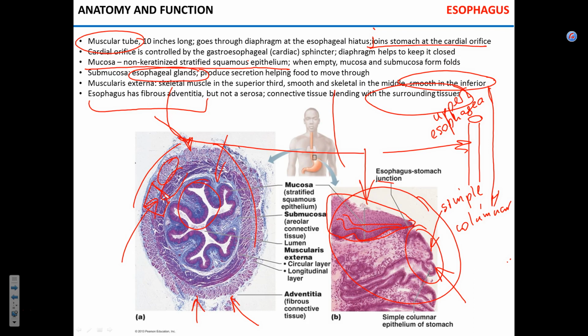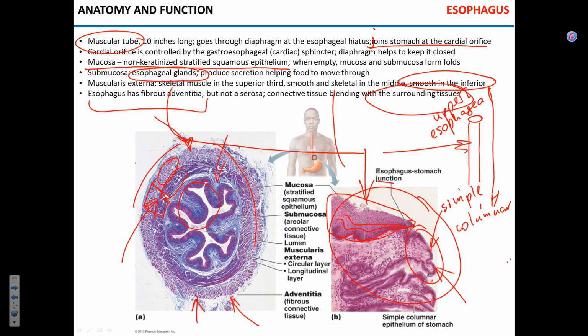No, that's a good question. No, it doesn't relate to surface area. Surface area is essential when there are absorptive or secretory processes, right? When you have to move stuff around. So you need a lot of area to either effectively absorb or effectively secrete. In this case, when it's empty, it folds.